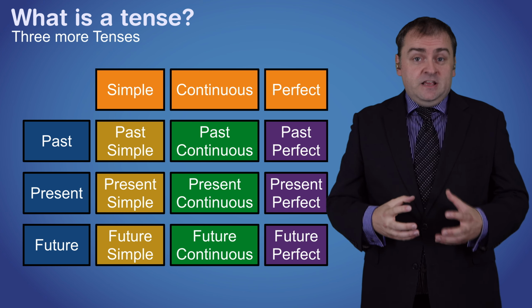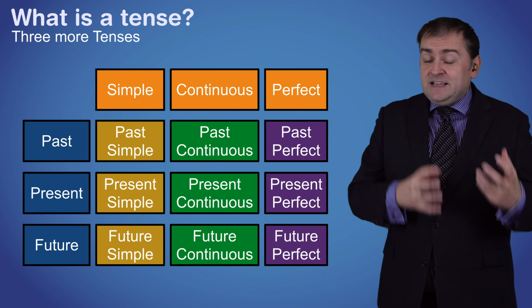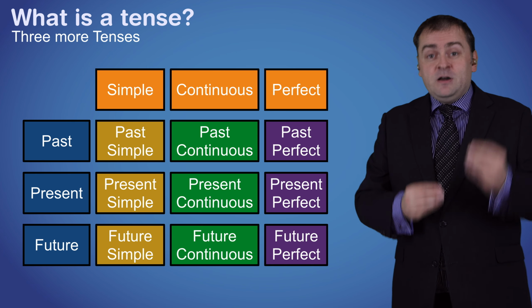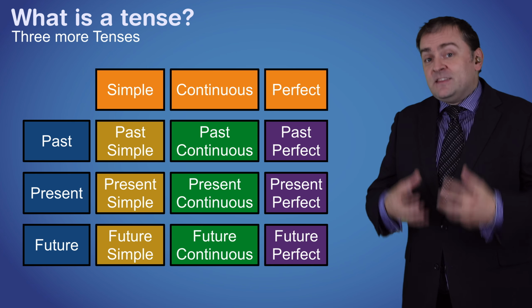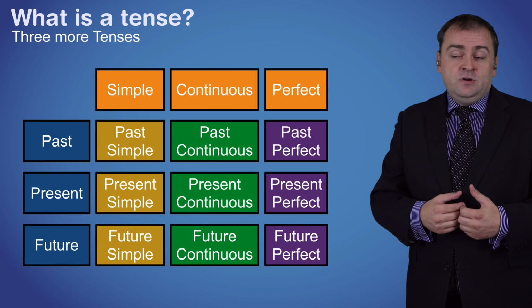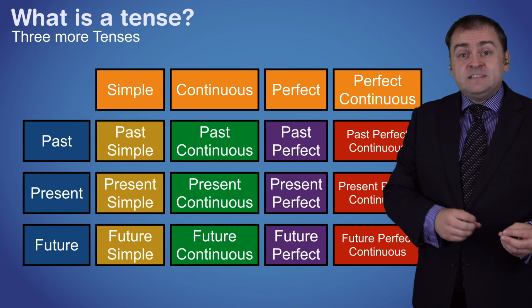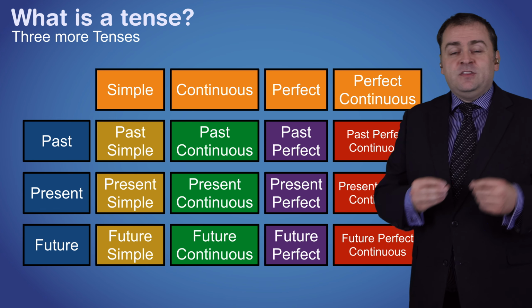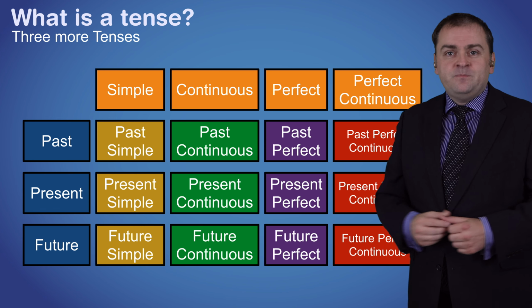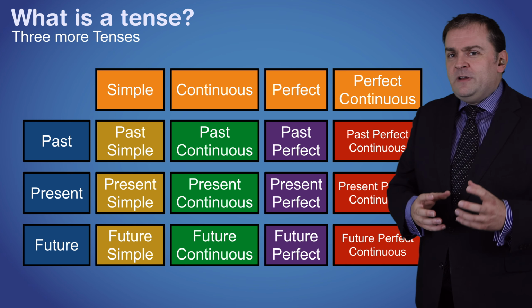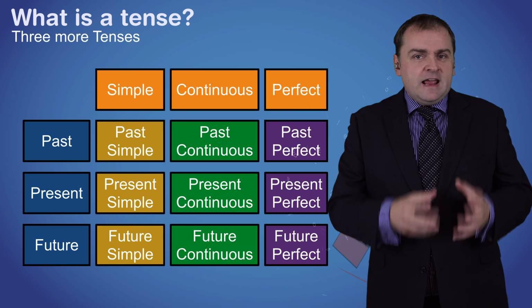There are actually 3 more tenses because tenses can be both perfect and continuous at the same time. So we also have the past perfect continuous, present perfect continuous, and the future perfect continuous. We're not going to worry too much about those 3 now.